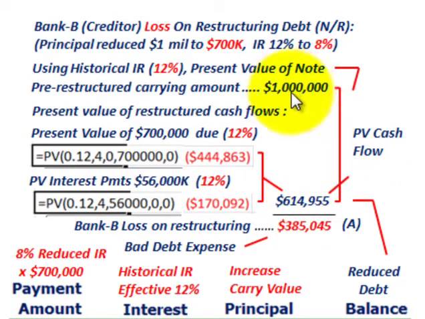Now, comparing that to the pre-restructured carrying amount of $1 million, the difference gives Bank B a loss on restructuring of $385,045. So on a present value basis, they're only going to be getting $614,955, based on the amount that was originally due of $1 million. So there's our loss on restructuring, $385,045, and that's going to go against the bad debt expense for Bank B.